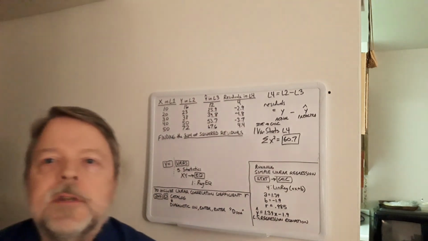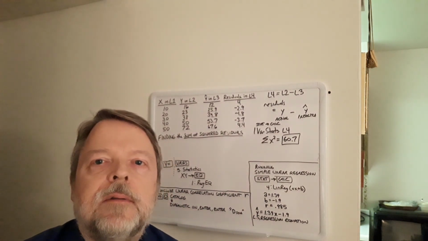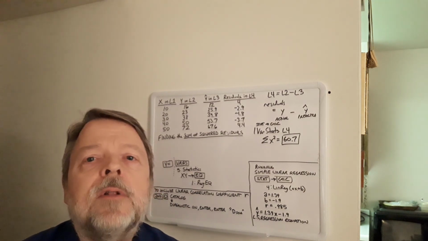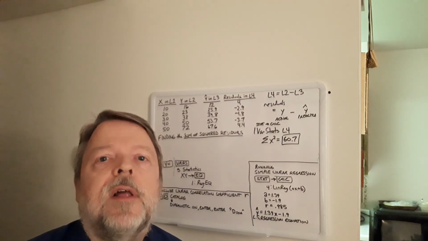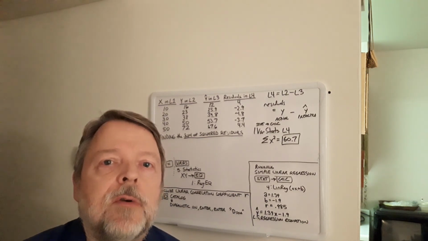And so the sum of the squared residuals is the lowest possible when you use a regression line. If you had any other line running through the midst of these points, you would have a higher sum of squared residuals than the regression line. That's why we call it least squares regression.